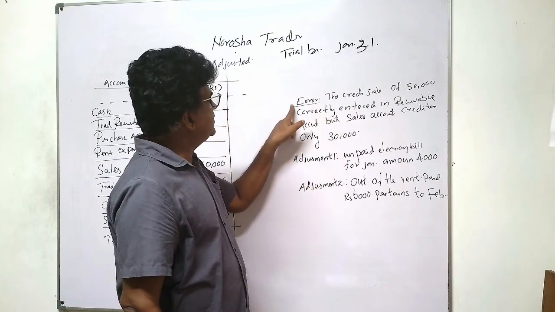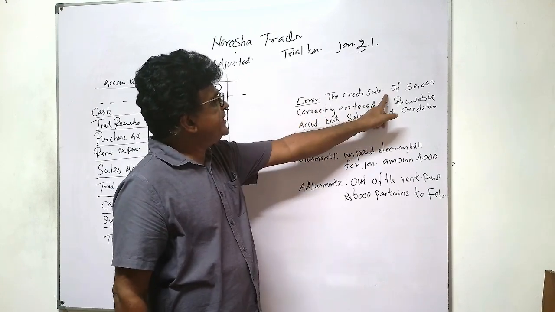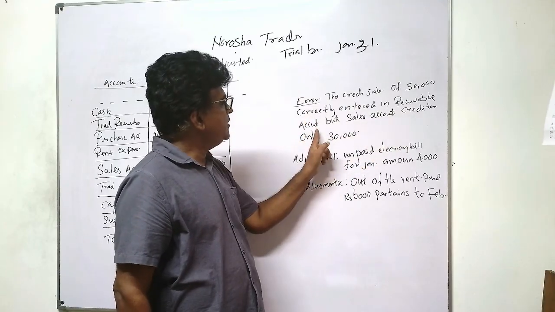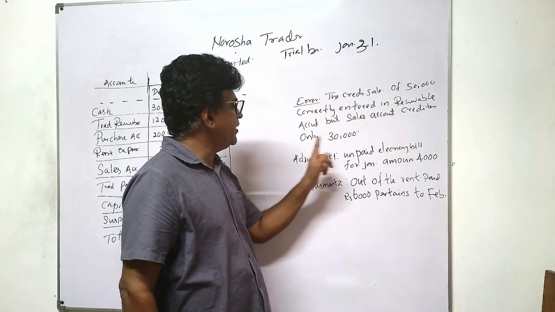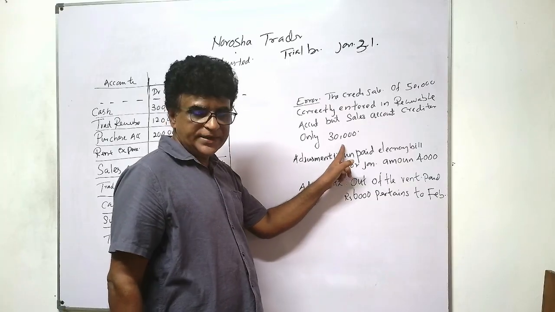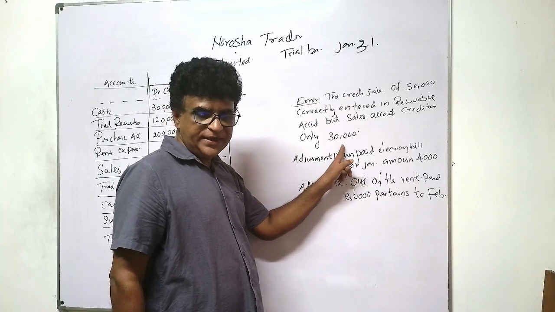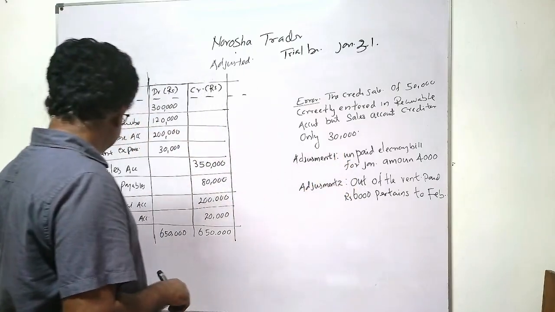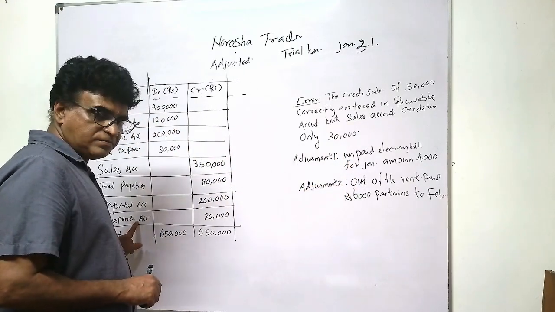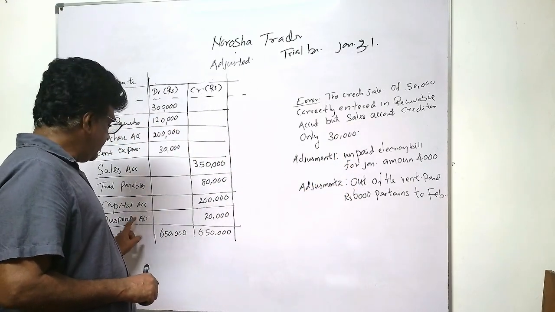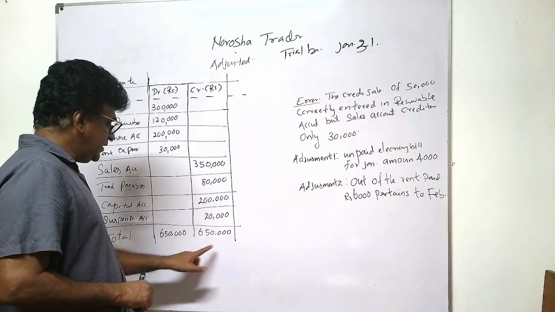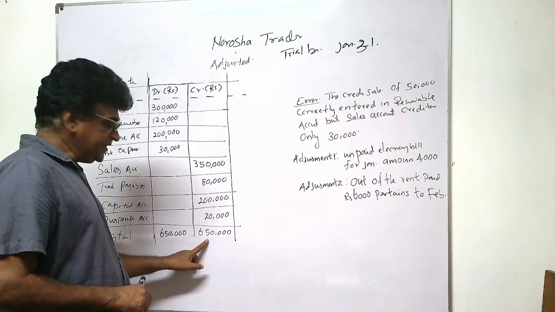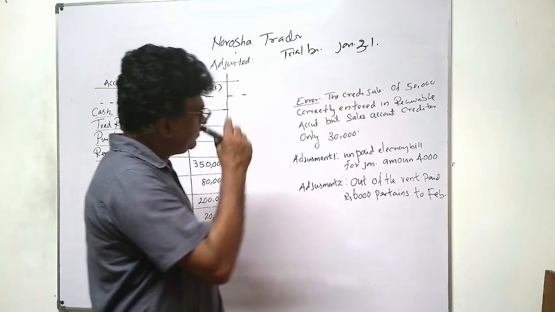What is the first error? The credit sale of 50,000 was correctly entered in the receivable account, but the sales account was credited only 30,000. But there is a 20,000 rupees lack. That value we have added as the suspense account. Right? That is the value we entered into the suspense account, with which we balanced the unadjusted trial balance temporarily.